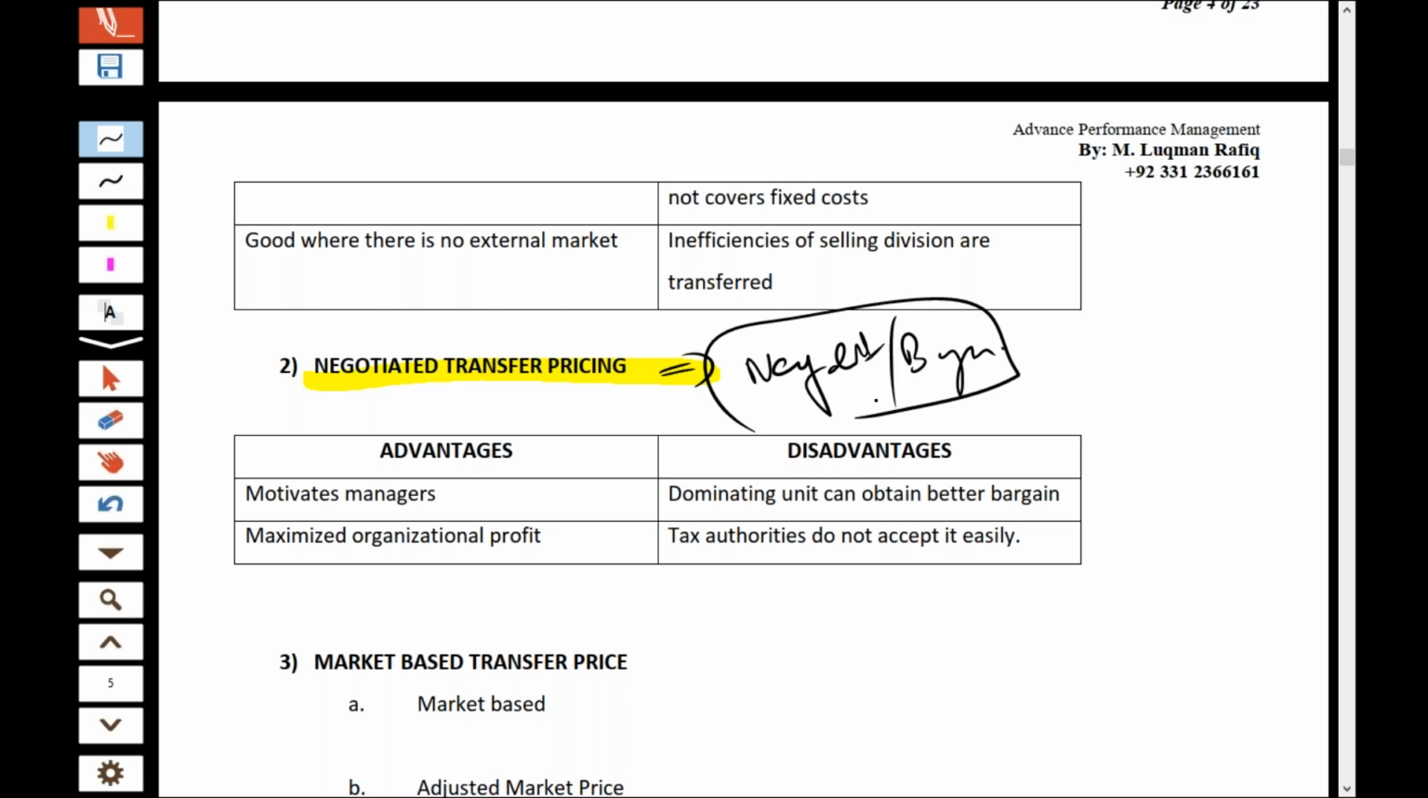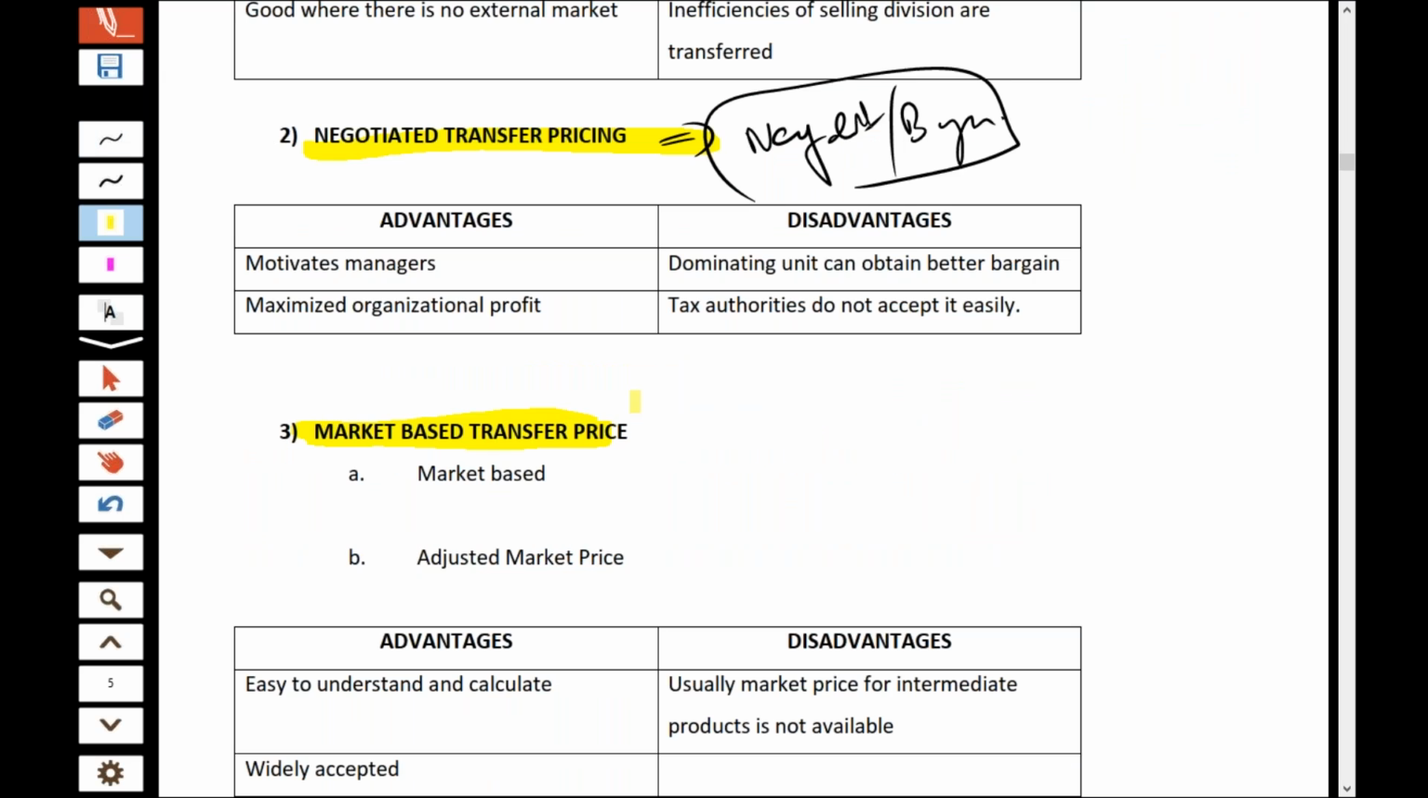Now what next is there? The third one of them is basically the market-based transfer pricing, where the divisions are asked that you need to transact amongst yourself at the market-based price. Whatever the price that is prevalent in the market, you have to transact amongst yourself using that specific price.